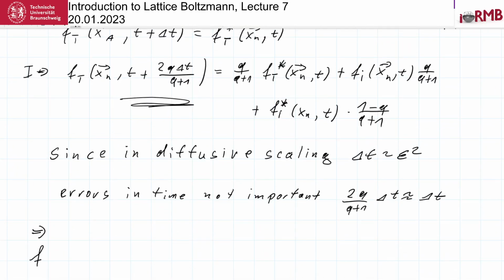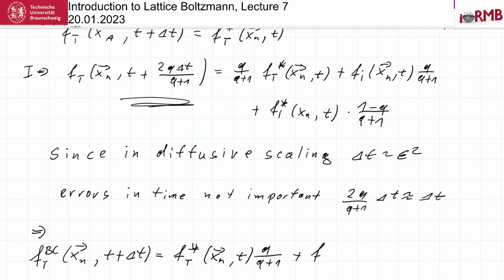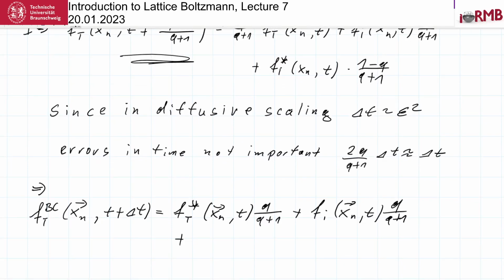that we now can specify our boundary condition. And as I said, this is something that is actually in use. This is xn t plus delta t, so we just ignore this and write this as fi asterisk xn t, so everything dependent just on the node itself. We just have to distinguish it between pre and post-collision states, q plus 1, and this plus fi asterisk xn t 1 minus q and q plus 1.